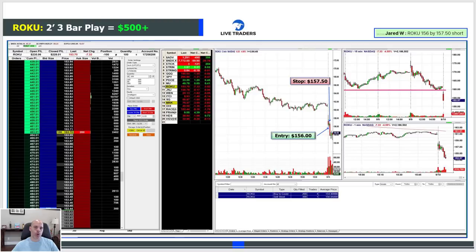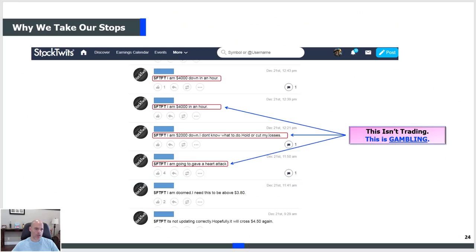But this is what I don't do. I don't lose 4 grand and have no idea what the heck I'm doing. I'm down $2,000. I don't know what to do. Hold or cut losses. You're gambling. Don't do it. I've showed this slide before. If you want to blow up a trading account, then do this. Okay? But guys, here's the real deal.